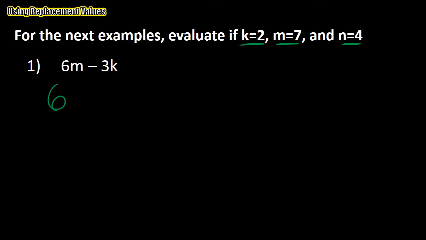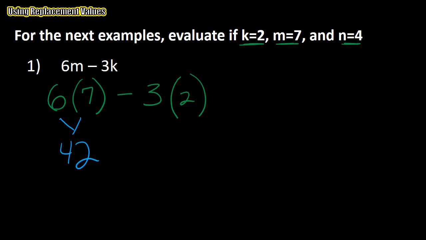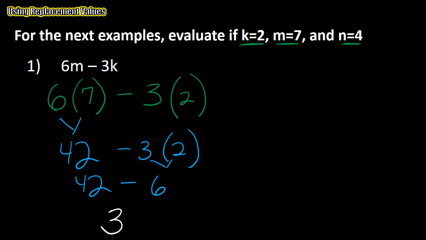I have m is 7, so I have 6 times 7 minus 3 times 2. And then I'm going to do some order of operations here. So I have 6 times 7 is 42, minus 3 times 2. 3 times 2 is 6, and 42 minus 6 is going to give me 36. So you can see that my very first step is that I used the replacement values and wrote it out before I did any order of operations. And then I did the order of operations one step at a time.